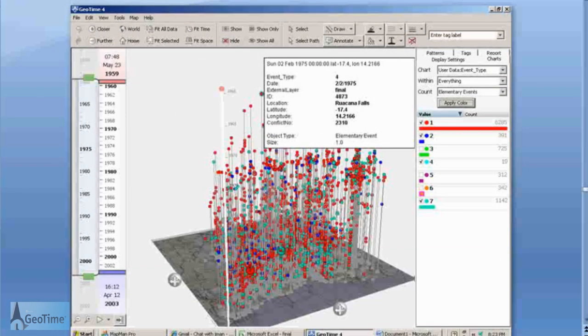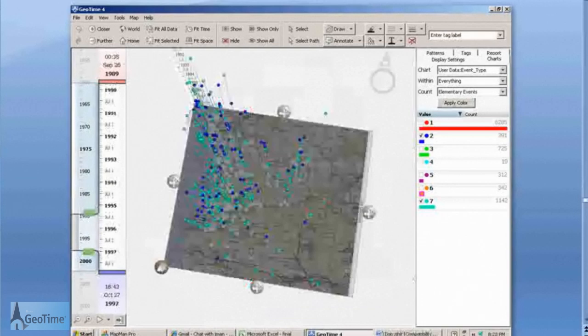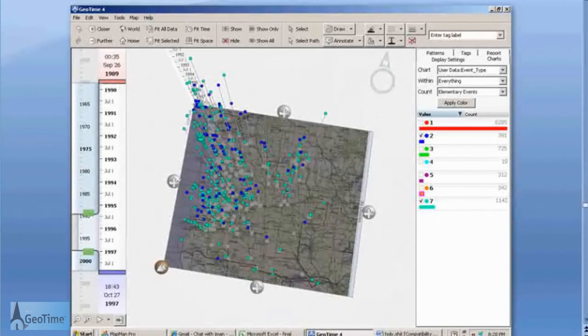And so there are many different ways of examining one's data set via GeoTime, and really by flying through that and looking, I could also detect other trends in the data that I hadn't seen before and that I was very interested in. So here are just some screenshots.